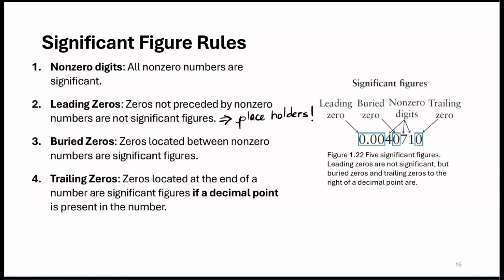Lastly, trailing zeros. Zeros that are located at the end of a number are going to be significant figures if a decimal point is present. So those are the two parameters for trailing zeros. They need to be located at the end of a number, meaning after a non-zero digit, and a decimal point needs to be present in your measurement. So for example, this is a trailing zero because we can see that it is after the first non-zero digit and there is a decimal place.